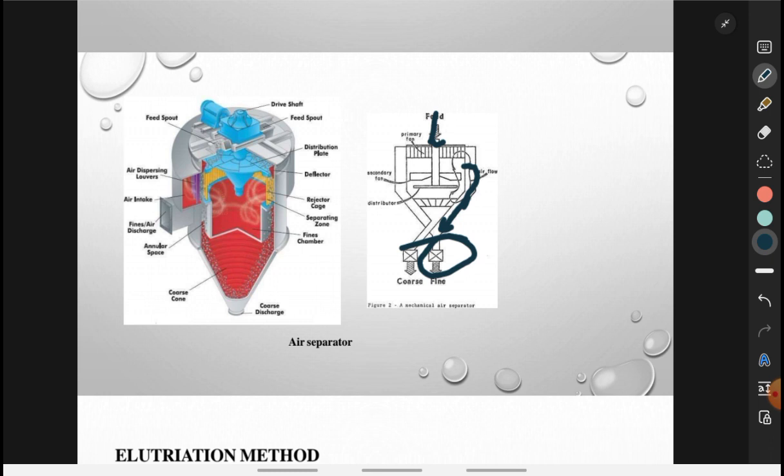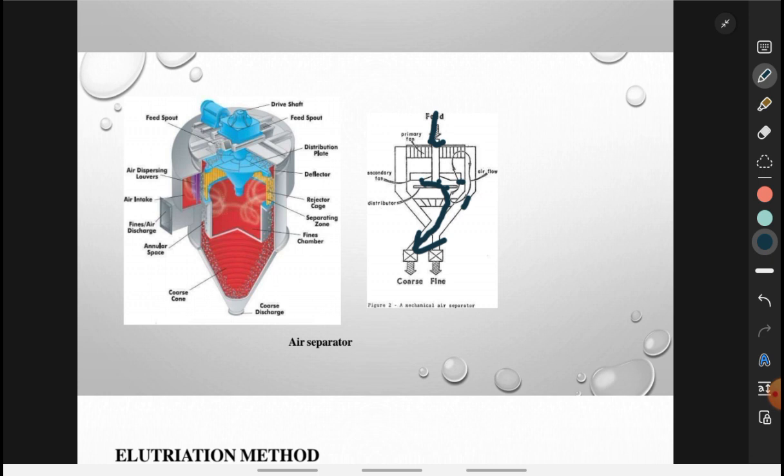The particles which are too heavy are not picked up by the air stream and fall to the bottom. So the fine particles will get here because of the air stream, and the heavier ones will drop down here. The particles which are heavier will stay here only, not move there, and then they will come out from the coarse particle outlet.